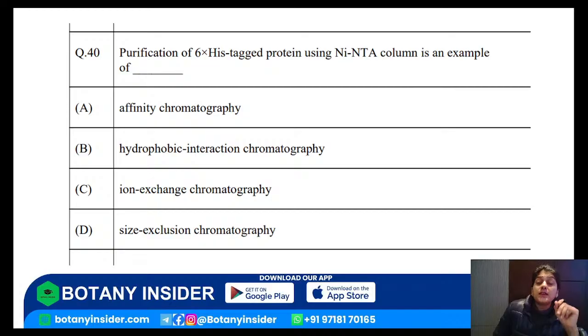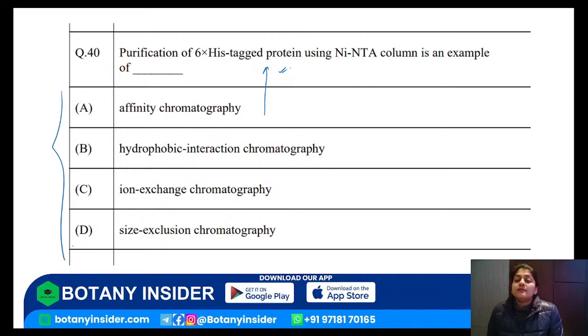Next question. Purification of 6 histidine tagged protein using your Ni-NTA column is an example of which of the following chromatography? When we learn about the different types of chromatography, one of them involves purifying with the help of histidine tagged proteins, right? So in which chromatography do you get to see that? Mark the answer for this. Yes, what should be the answer for this particular question? Mark it.